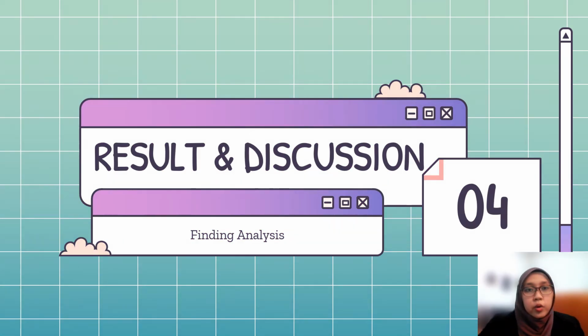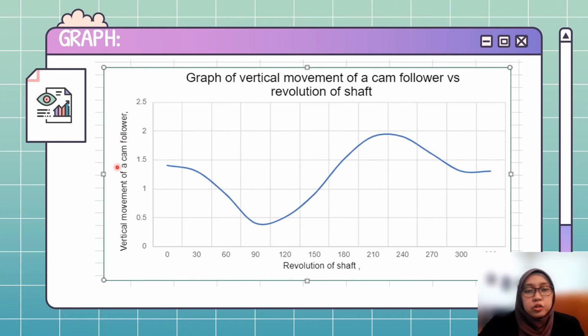Result and discussion. We summarize the analysis of the Fourier series based on harmonic analysis and the data. This figure shows the graph of the vertical movement of cam follower versus rotation of shaft until 2 pi. Here, the graph is representing the function obtained by the predicted repetition of continuous interval of the shaft at 30 degrees. It also leads to the evolution of function waveform and shown as the cosine function.